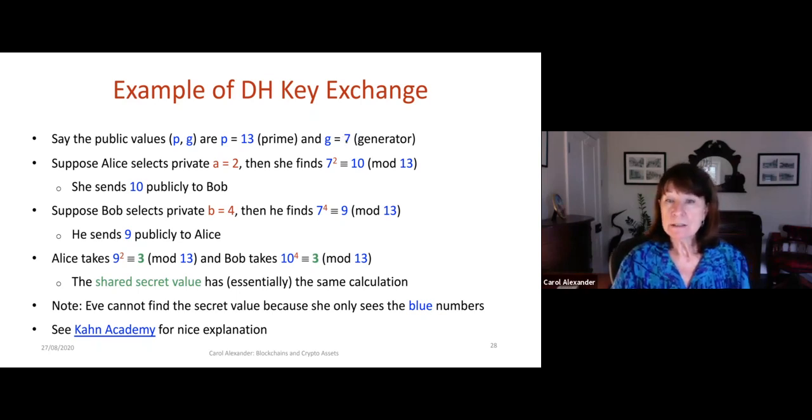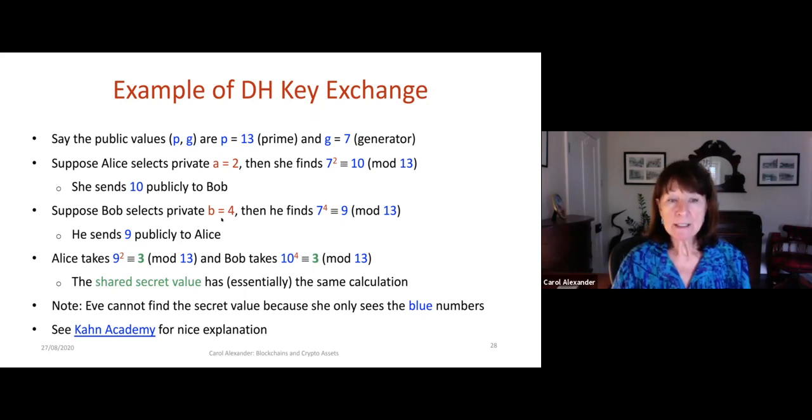So 13 and 7 are public, but Alice suggests her private A is 2. So she can get 7 squared, which is 49. And if you take off 10 from 49, you get 39, which is 3 times 13. So 7 squared is congruent to 10 mod 13. And she'll send 10 publicly to Bob.